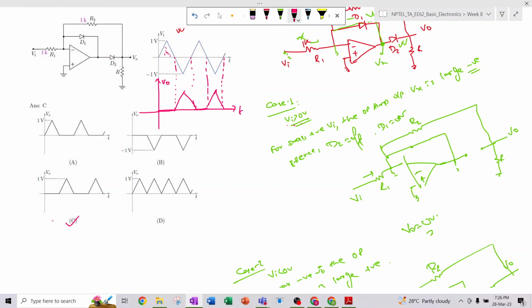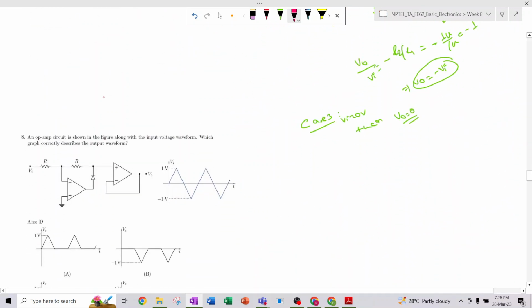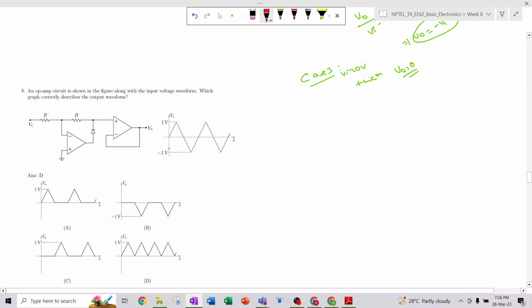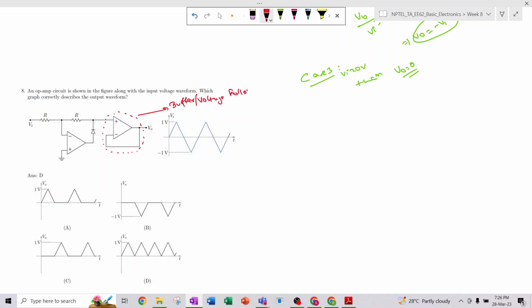Okay, so this is also a problem of a precision rectifier. The next problem: the op-amp circuit is shown in the figure along with the input voltage waveform. Which graph correctly represents the output waveform? From the circuit you can easily see that this is basically a buffer circuit, that is a voltage follower. So this is nothing but a buffer or voltage follower circuit. Okay.